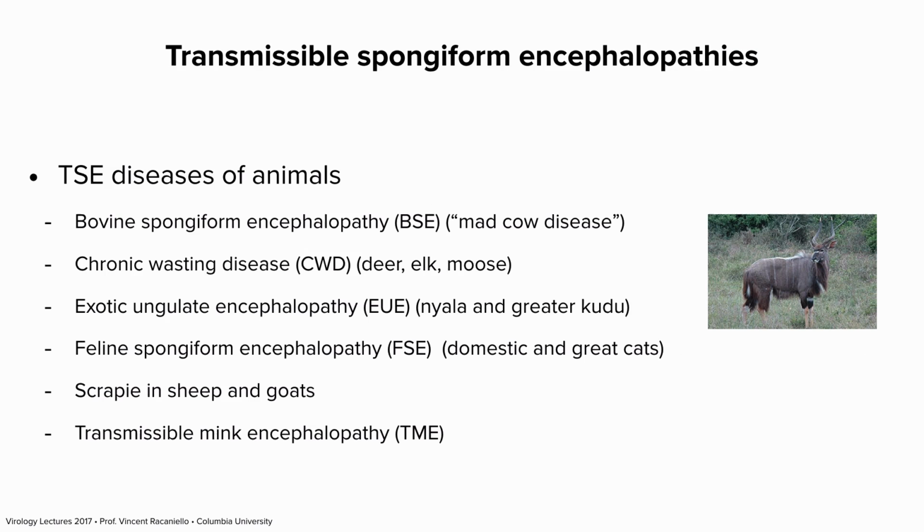There are a number of TSE diseases of non-human animals, and they're listed here. BSE, bovine spongiform encephalopathy, that's probably the best known one. Mad cow disease, it was called. We'll talk about that. Then we have chronic wasting disease of deer, elk, and moose, and this has been in the news a lot. Then we have exotic ungulate encephalopathy of Nyala and greater kudu. Cats can get this. Your cat at home, your pet, or lions in the zoo, they can get feline spongiform encephalopathy. Sheep and goats get Scrapie, and mink can get it as well, transmissible mink encephalopathy.